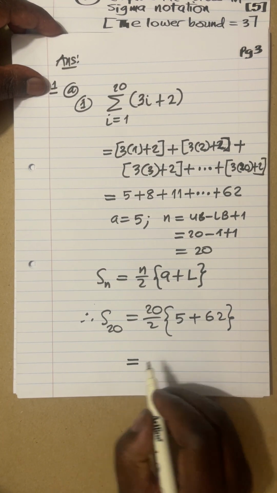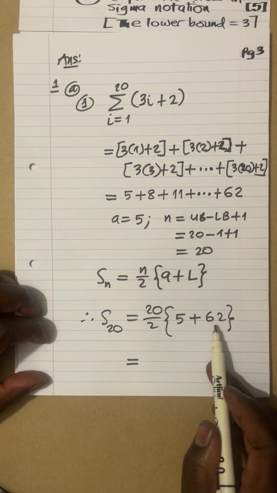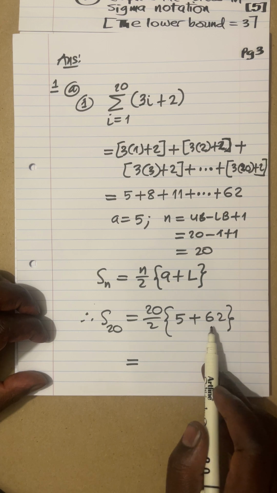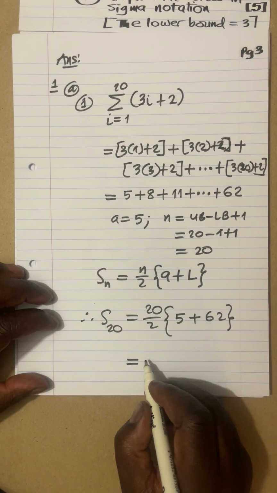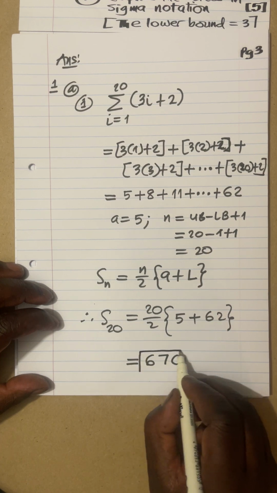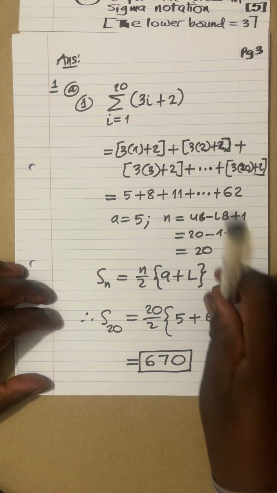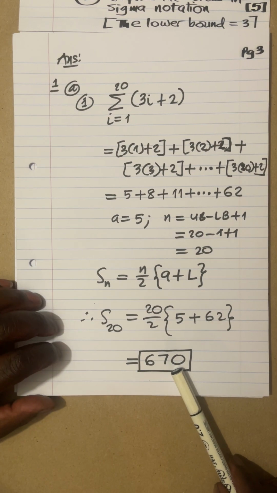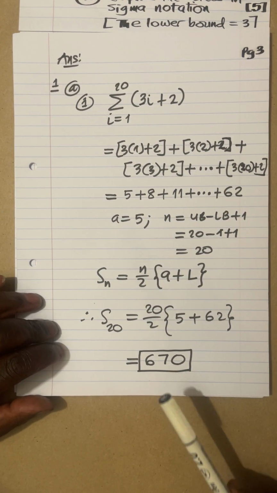And then we punch this into a calculator. Obviously, that will be 67 plus 10. Remember, 20 over 2 is 10 times 67. It's supposed to be 670. That will be the sum. So this series simplifies to that number there. The question says evaluate, so we just work on this and produce that.